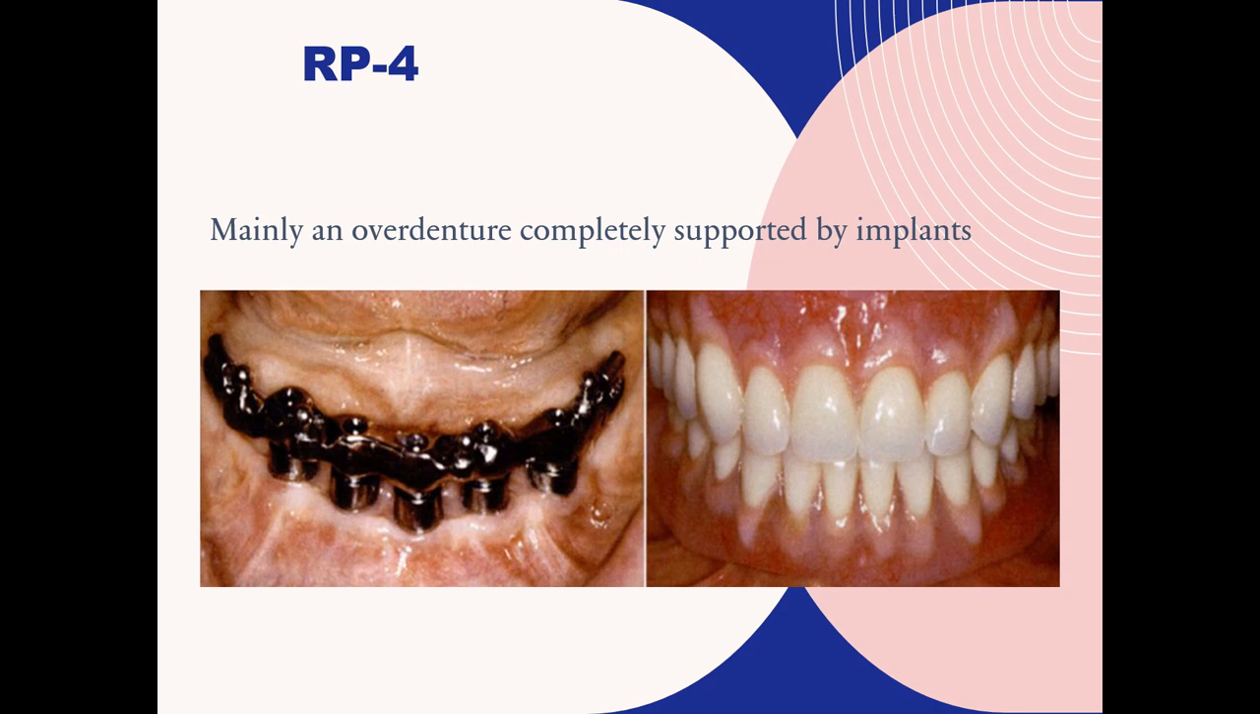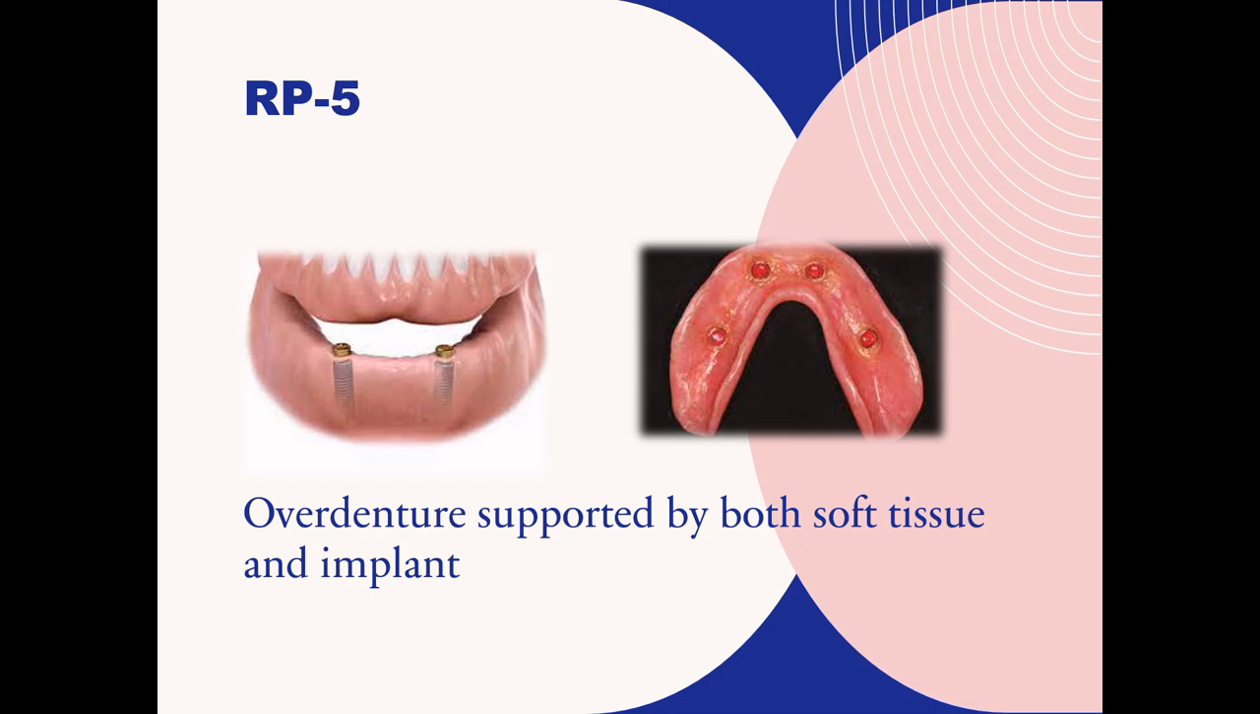Finally, the RP5, which is a removable prosthesis combining implant and soft tissue support. So here usually it is an overdenture supported by both soft tissue and implants. It may or may not have a superstructure bar. So usually in maxilla, 4 implants are required for a successful implant supported overdenture, whereas 2 implants are sufficient for a similar procedure in the mandible.